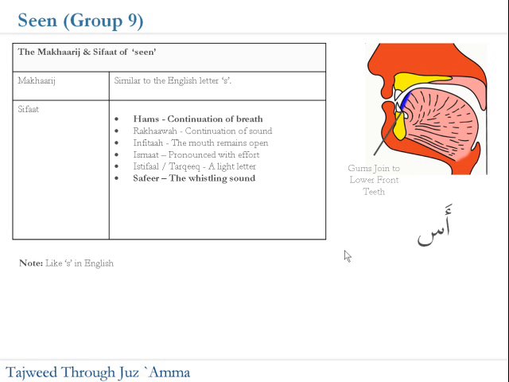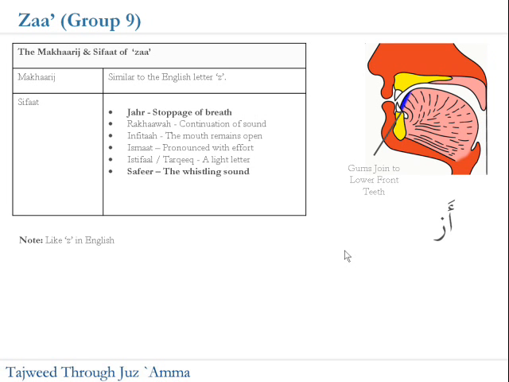Now we're moving down a bit, so the tip of the tongue touching where the gums meet the bottom of the bottom incisors, and this is the sin, which is a bit like the English S. Okay, there's a continuation of breath, and this has what we call a whistling sound. So here we say as, as. So there's a sort of whistling sound at the end, and voweled it will be sa, si, su. Okay, so that's quite straightforward.